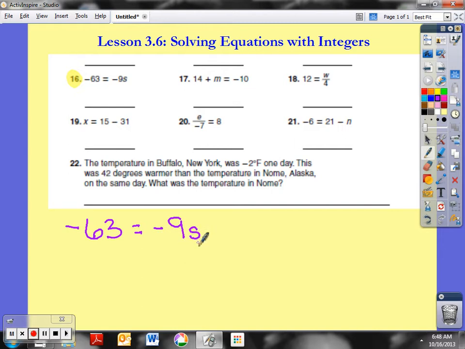Now the first thing I'm saying to myself is I know that I have to multiply negative 9 times a positive number. Because when I'm multiplying and dividing integers, when the signs are opposite, the answer will be negative. So this is already a negative, so that means this has to be a positive.